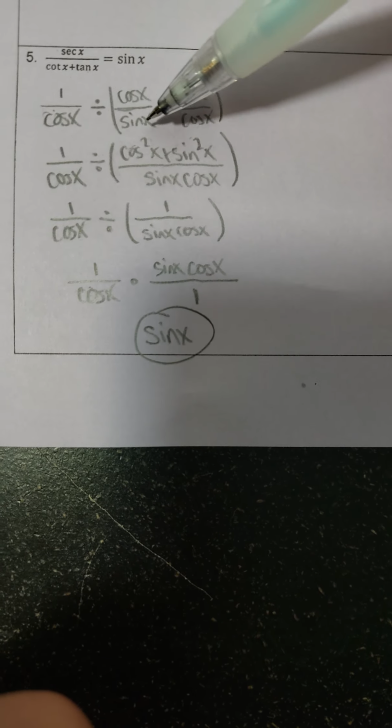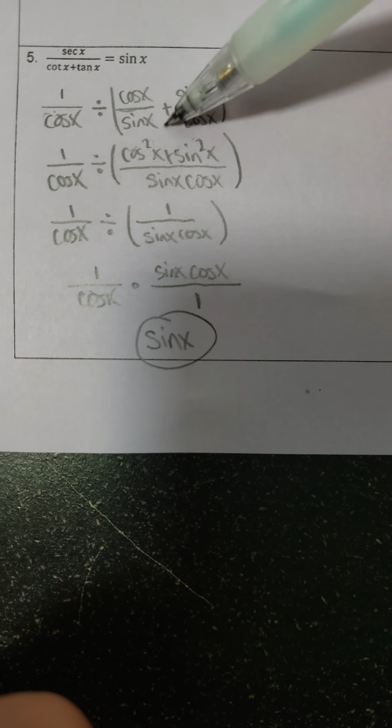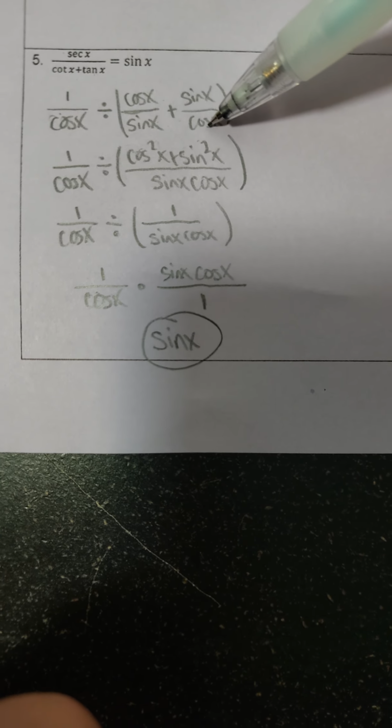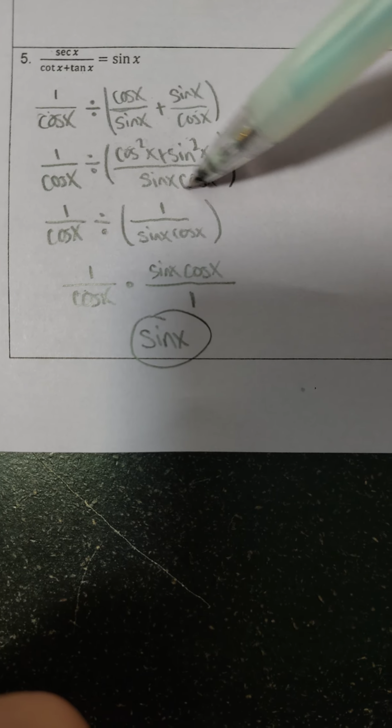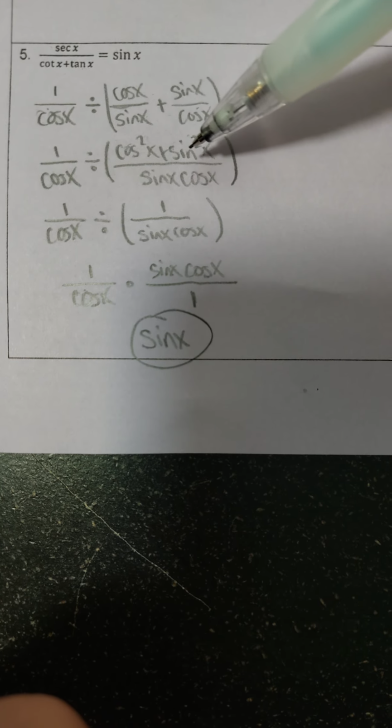So sine x, cosine x, we're going to make that the denominator, which means you're going to have to multiply this by cosine x and the numerator by cosine x. That gets us cosine squared x. Cosine x, to get this denominator, you're going to need to multiply by sine x. Sine x times sine x is sine squared x.